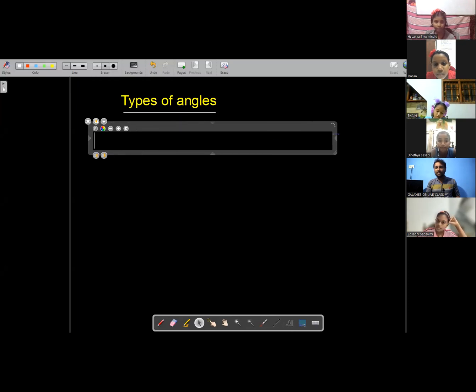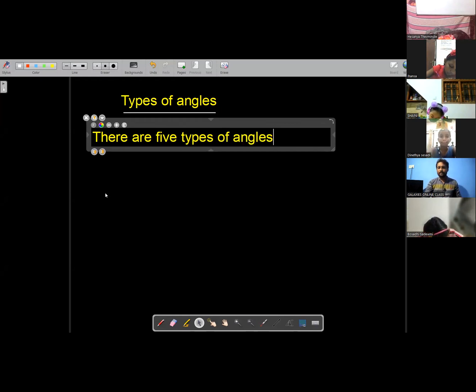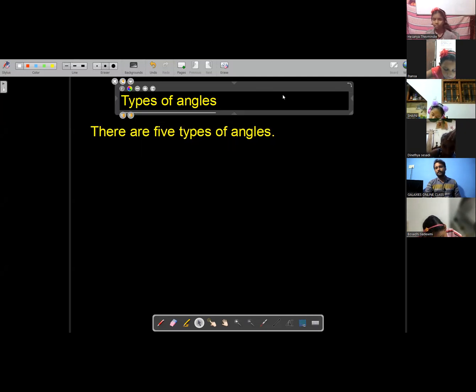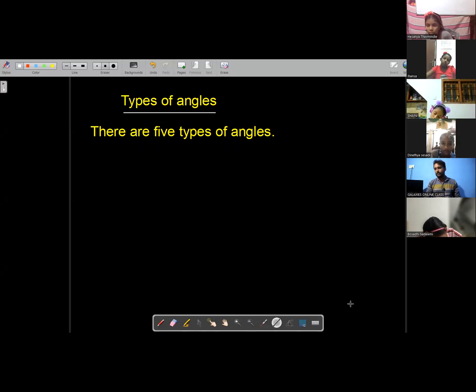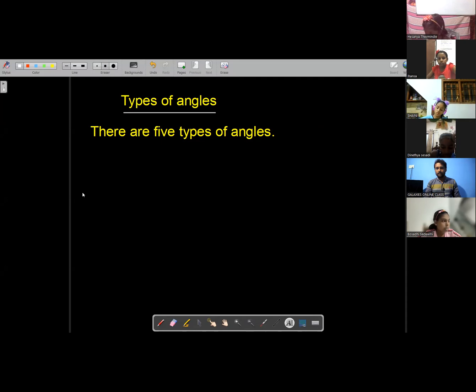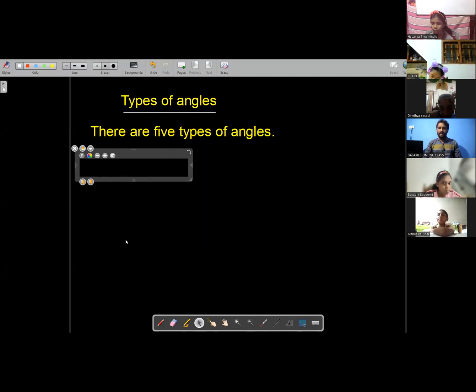Okay, you write down the note. There are 5 types of angles. There are 5 types of angles.